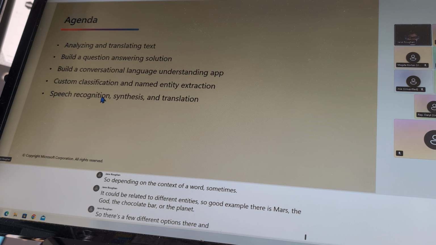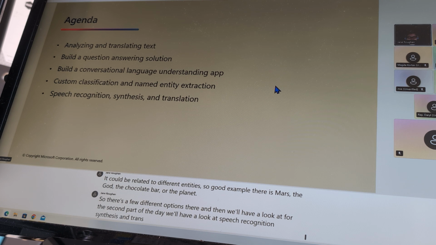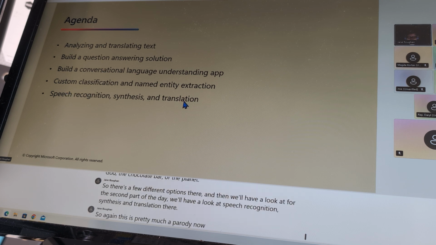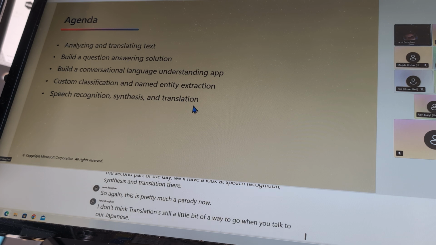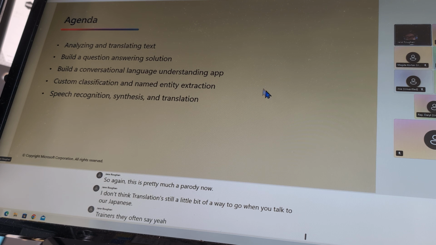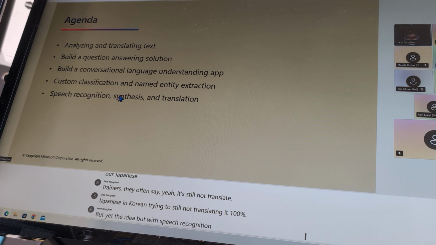And then for the second part of the day, we'll have a look at speech recognition, synthesis and translation. So again, this is pretty much at parity now. I think translation still has a little bit of a way to go. When you talk to our Japanese and Korean trainers, they often say it's still not translating 100%, but you get the idea. But with speech recognition and synthesis, I think that's pretty much at parity now.